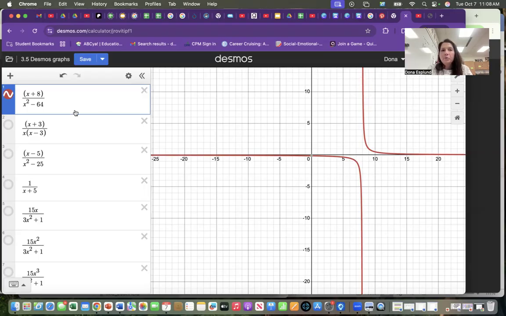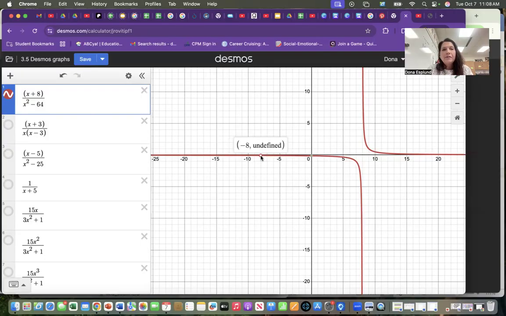But notice on this one too, I said that x cannot equal negative 8. If I scroll over here till I get to negative 8, we were able to cancel it, but notice right here, when it's negative 8, it's considered undefined.